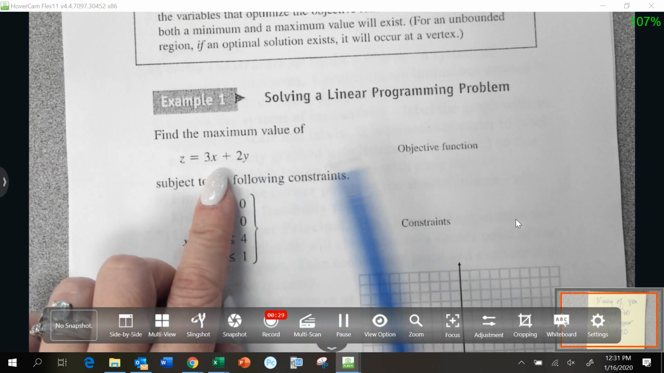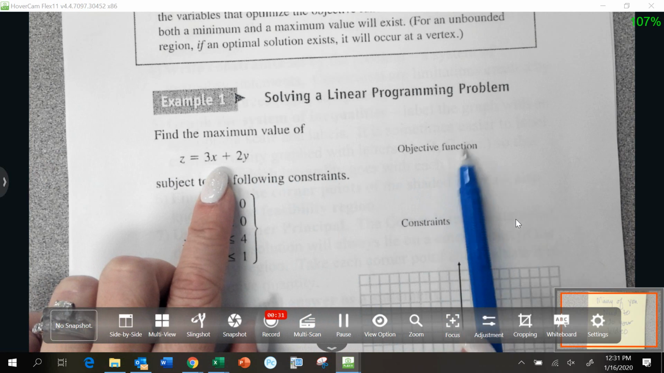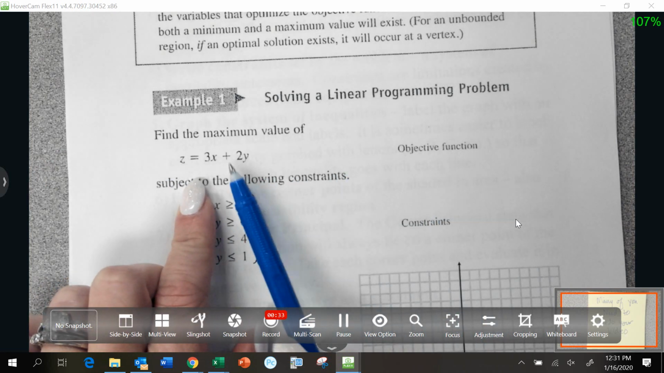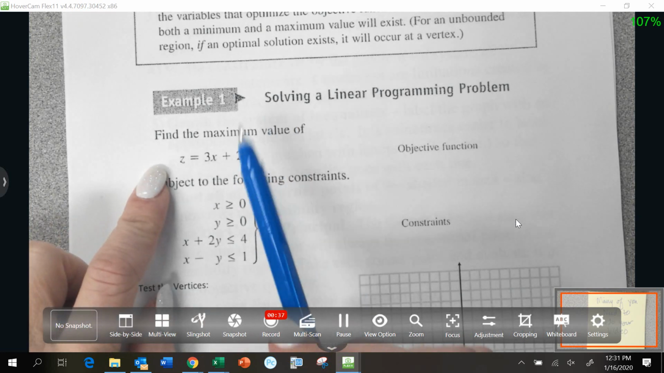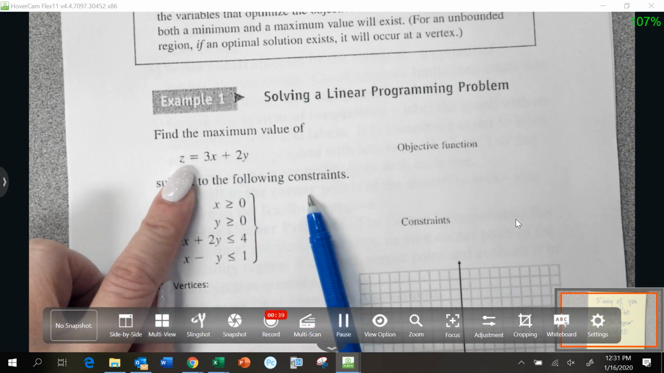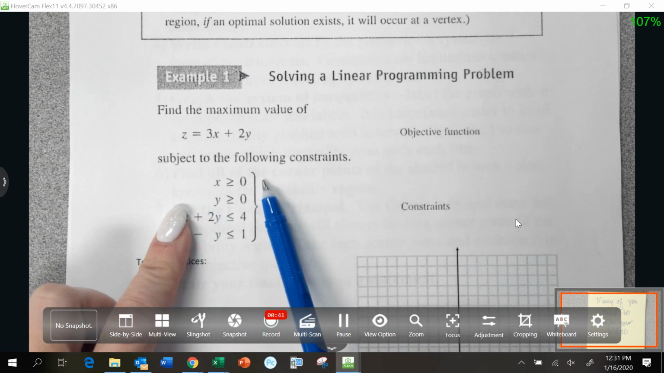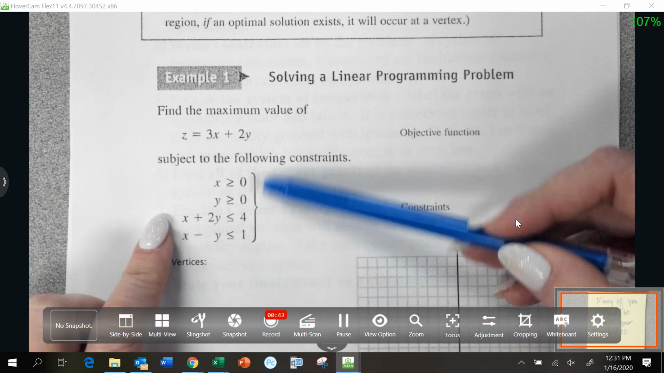They call this equation the objective function. So those words over here are just telling you that's what this thing is called. This is the objective of the whole problem, to find the maximum value of this, subject to the following constraints. So we're going to have some constraints on this.